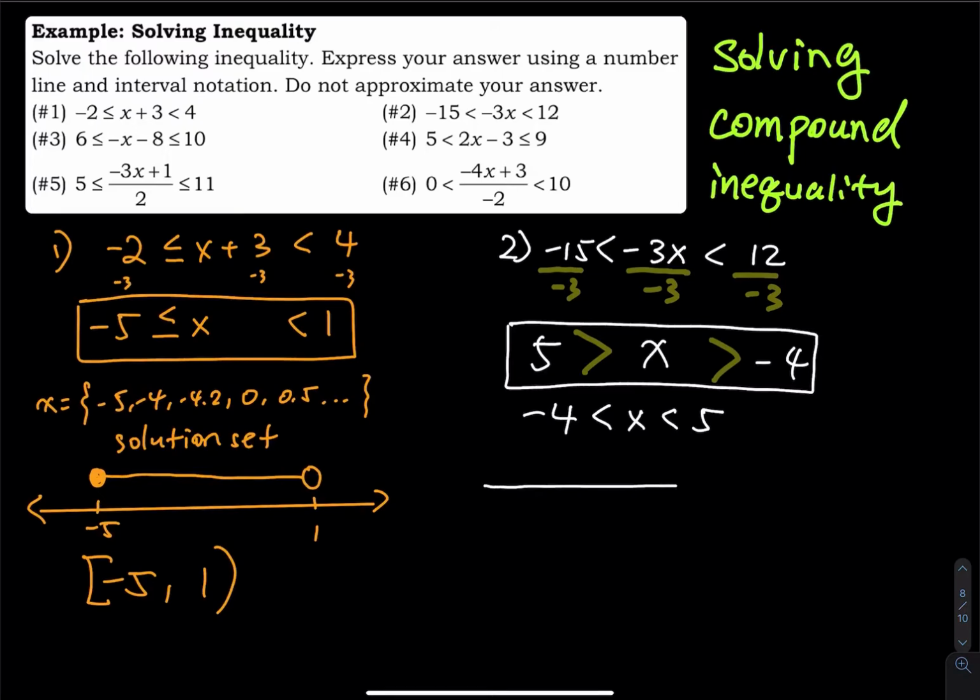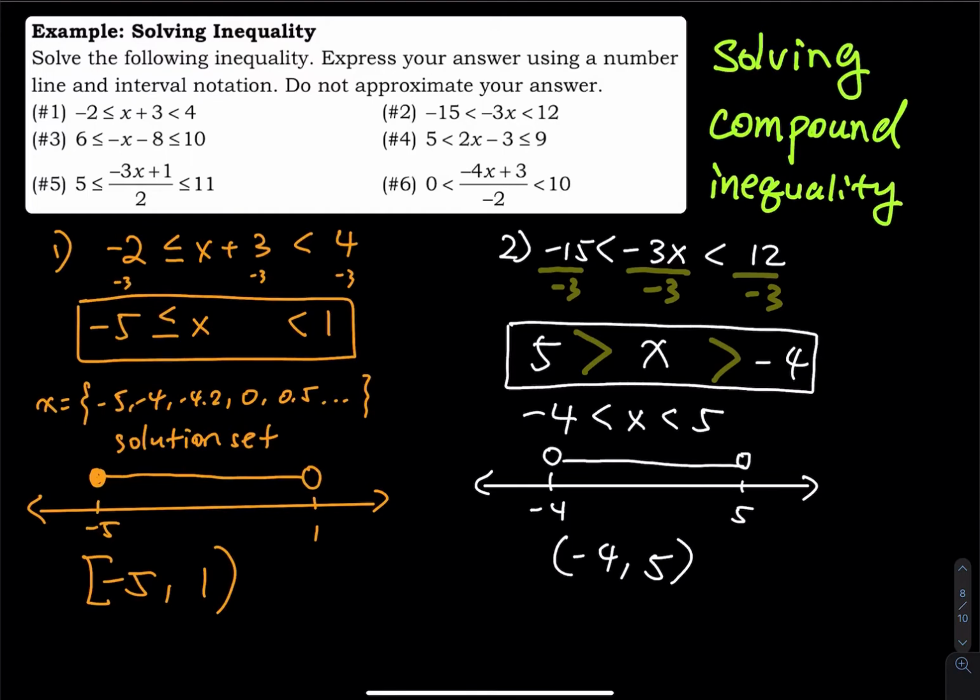And then graph the solution set. We have a -4 and 5. So open circle because there is no equal. And then the interval is from -4 to 5. So that is number 2.